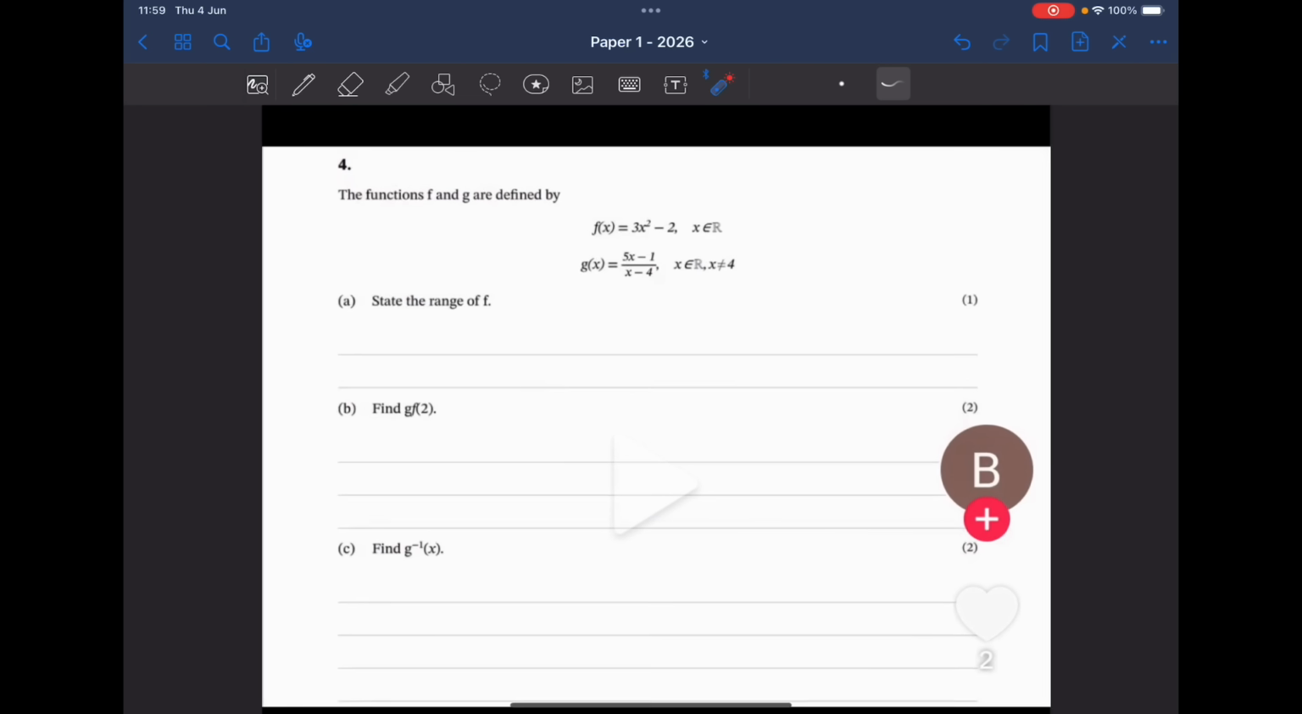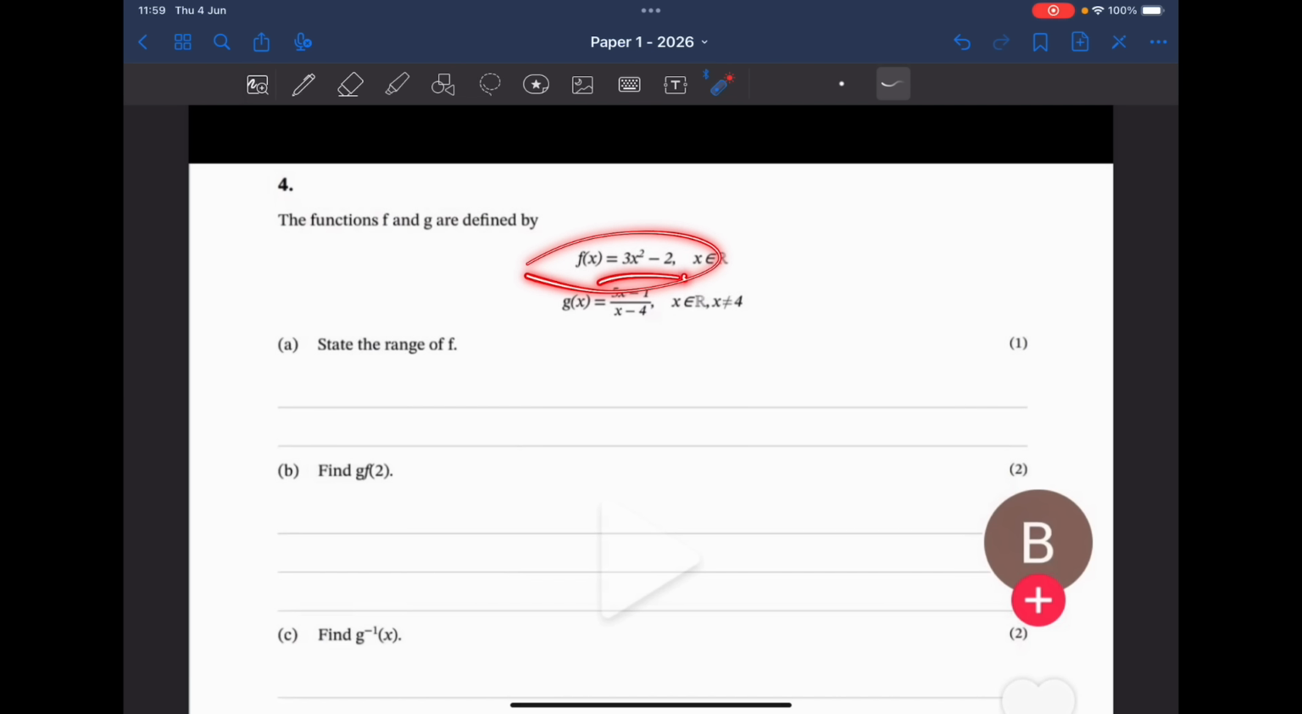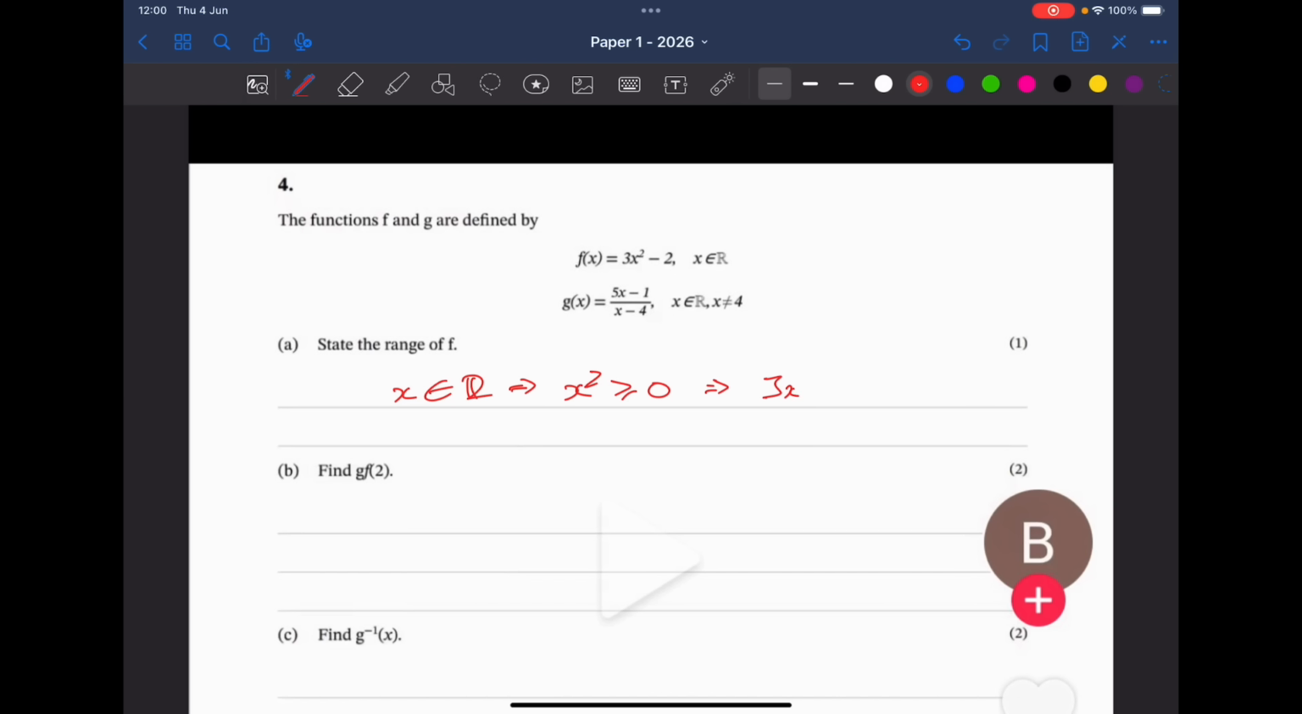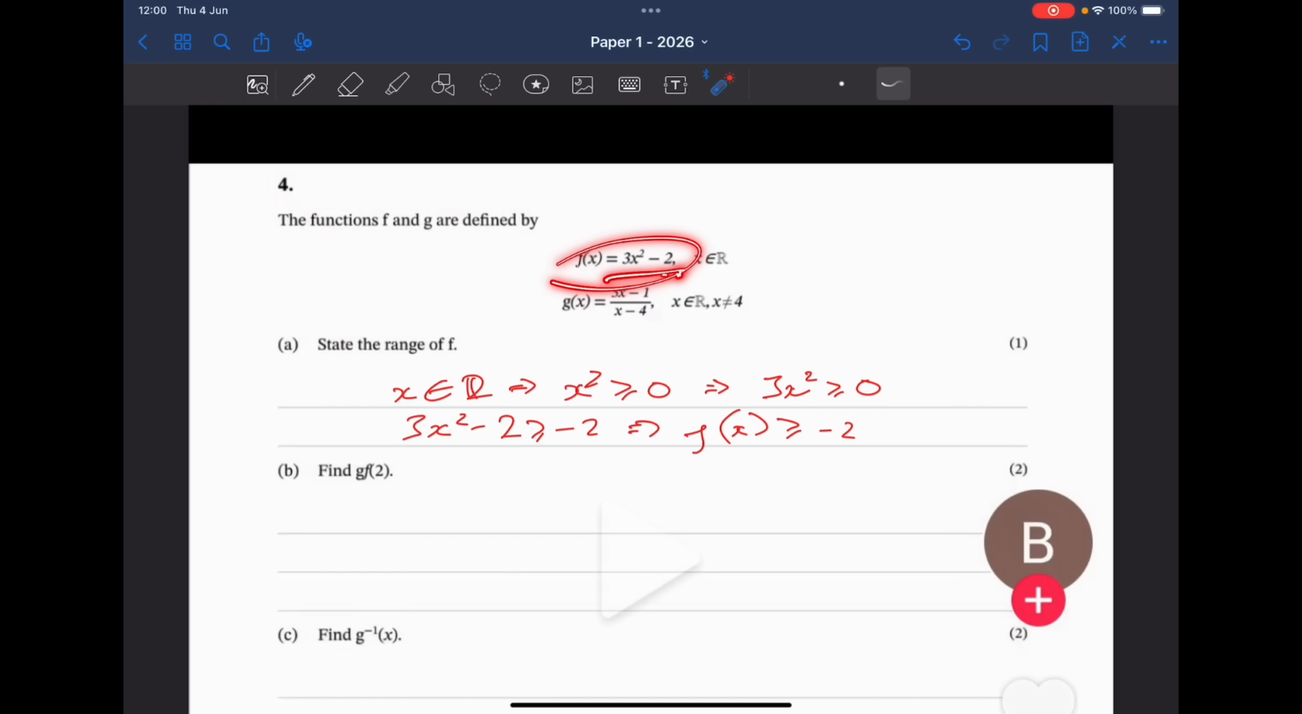So let's keep going. Range for f, you can probably see it's just bigger than -2. If you want to write it in the full way, we start with the known fact that x is all real numbers. So that tells us x squared is always positive, could be 0 as well, so it's non-negative. If we triple that, tripling something will not change its sign. And if we take away 2 from both sides, 0 take away 2 is -2. And that's f. So f of x is greater than or equal to -2. Again, you can just see that straight away, but no harm in practising how to do this sort of stuff.